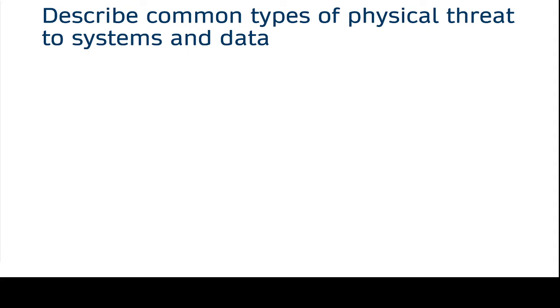So let's start with the first one for IT Security 2, which is describe common types of physical threats to systems and data. So if you think about computer systems, if you think about your computer at work, if you think about the information on there might be stored on a server, or there might be other equipment which your computer's connected to, either across the network or wired. There are a number of threats, so there's a number of things which could happen to that equipment which could damage them, which could destroy the information on them.